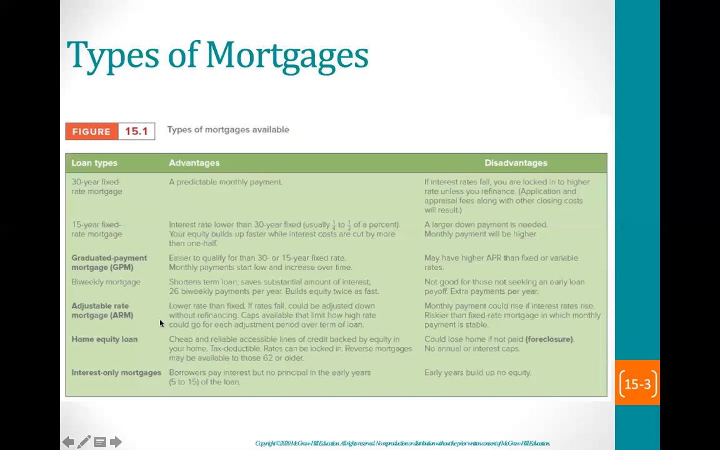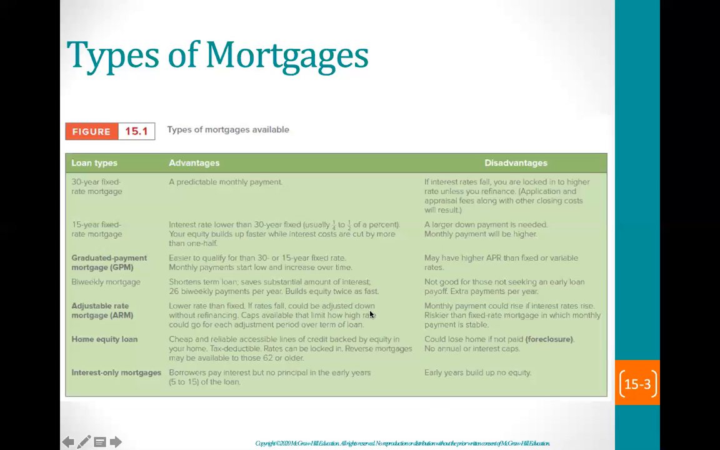An adjustable rate mortgage, or an ARM, has a lower rate than fixed. If rates fall, your rate could be adjusted down without refinancing. However, your monthly payment could go up if interest rates rise. It's a little bit riskier than a fixed rate mortgage, so you have to ask yourself, how much are you willing to risk your payment going up?